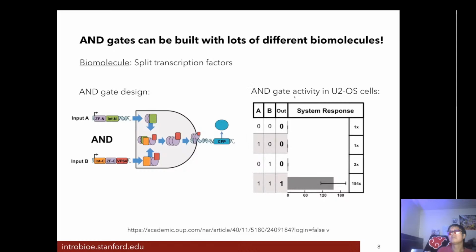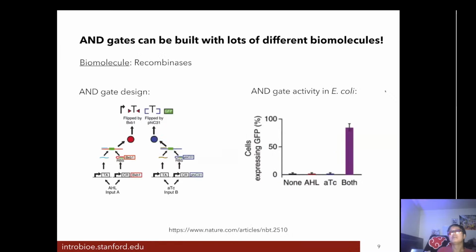The activity of this type of AND gate was assayed in a type of mammalian cell line called U2OS cells. So I think it's both exciting that we're able to build AND gates with a different type of biomolecule, in this case, a split transcription factor, and in a different type of cell, a mammalian cell, which is very different from an E. coli bacterium. Okay, so you can also build AND gates with a special type of protein called a recombinase.